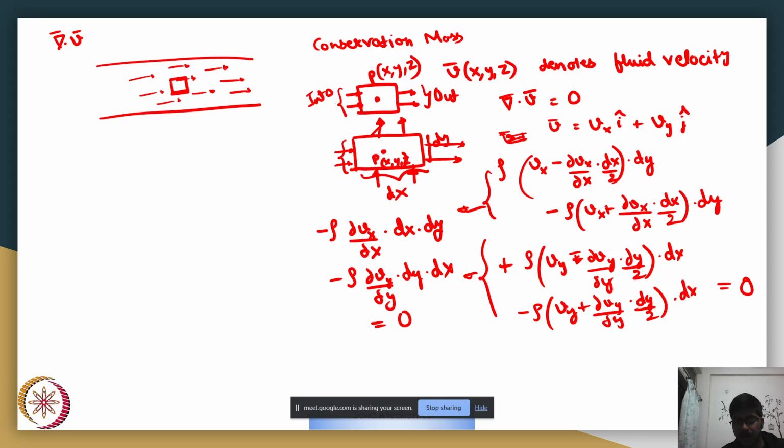I remove the rho and I also divide by dx dy and shrink this whole volume so that dx and dy both go to 0. Then my equation would end up looking like dou vx by dou x plus dou vy by dou y equal to 0, which is nothing but grad dot V equal to 0.